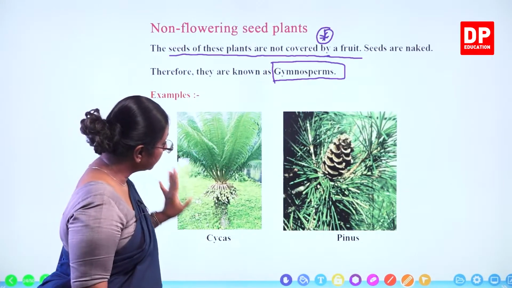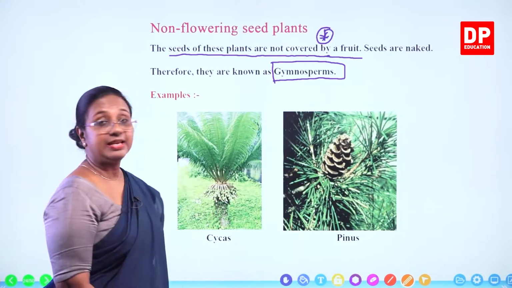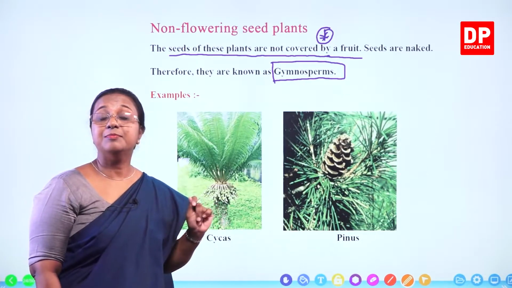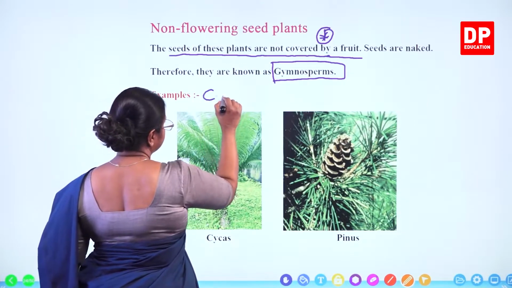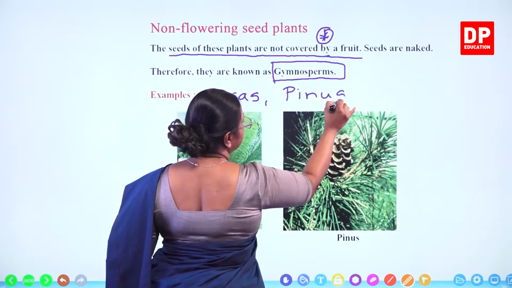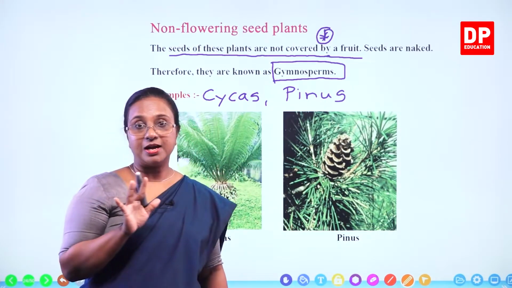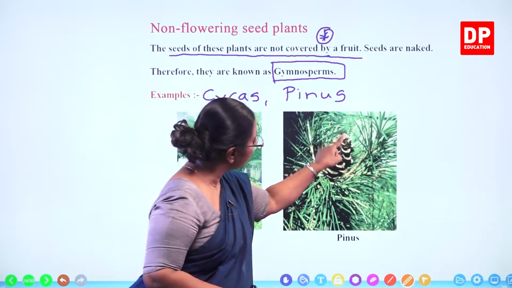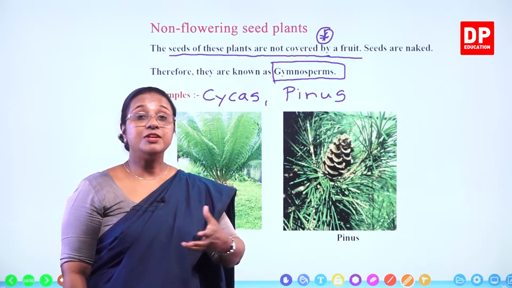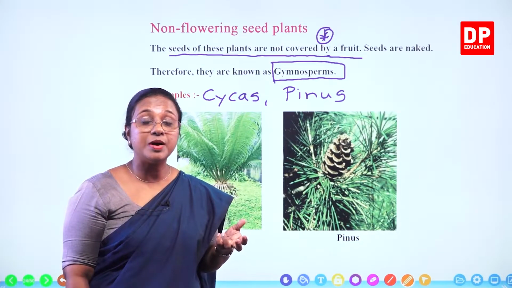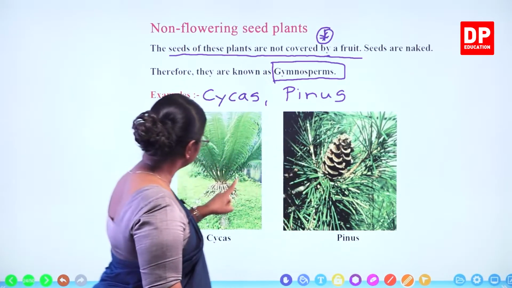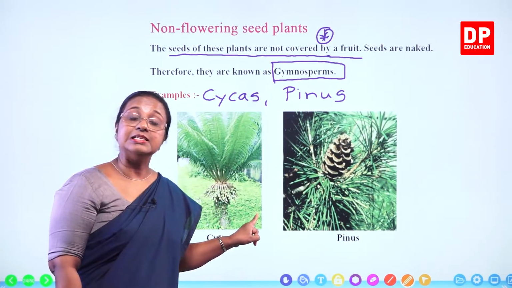So under gymnosperms, there are two examples that you need to remember. The cycas plant and the pinus plant. You would have seen these plants. Both these plants have a cone-like structure. We normally call it the pine cone. Sometimes even as decorative ornaments, we use these pine cones. Even for Christmas decor, they take this pine cone. Similar to that, you will see a cone in the cycas as well.